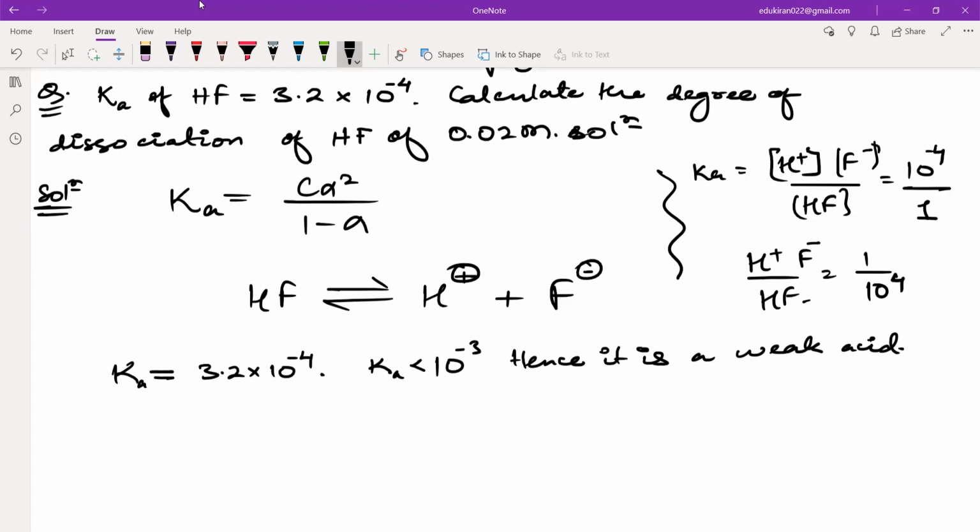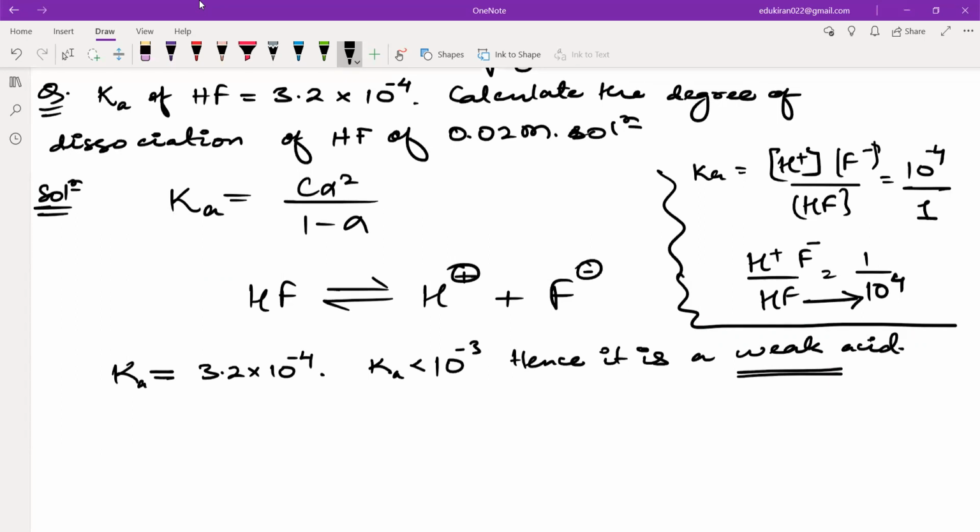Now, can you see that for 10,000 molecules of HF, I have got one molecule of H positive? Then I can say that it is a weak acid, because most of the acid is in undissociated form. That means HF is not giving me H plus ion very easily.